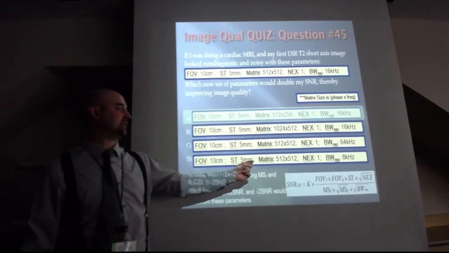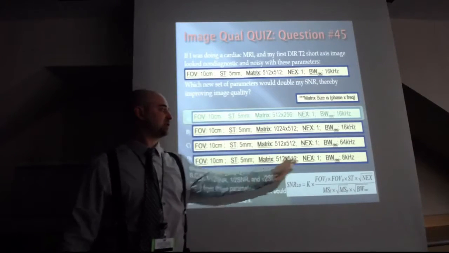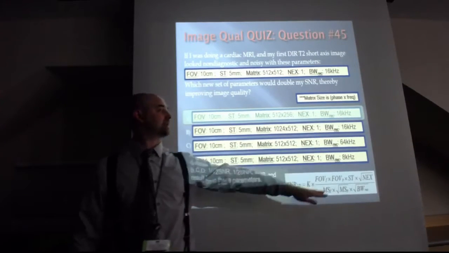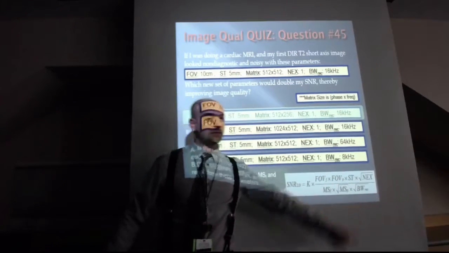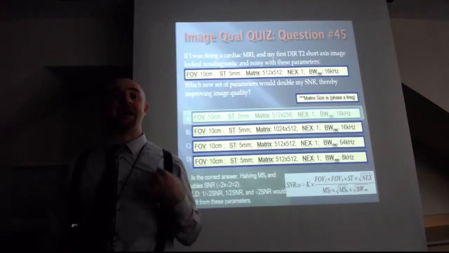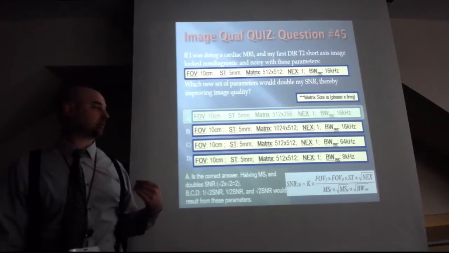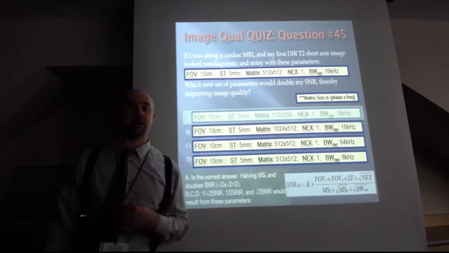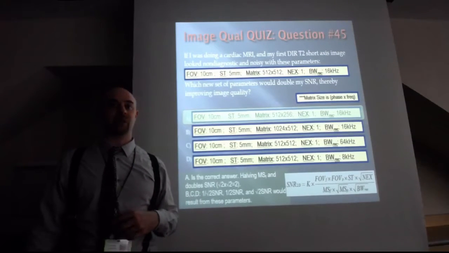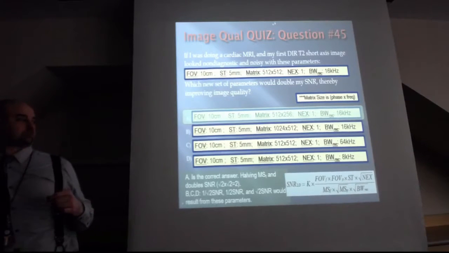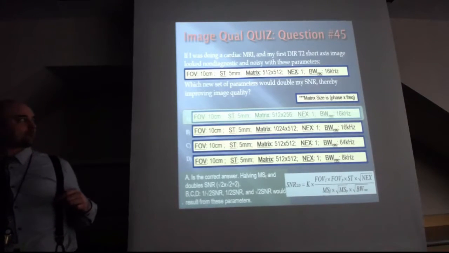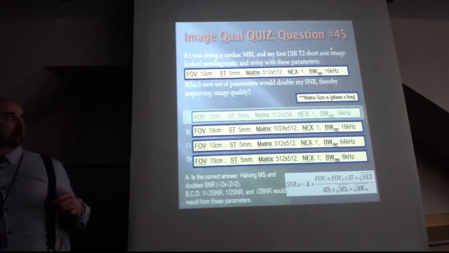Some people chose D, where the matrix size is unchanged, but the bandwidth is cut in half. Now remember, if you decrease the receiver bandwidth by half, the SNR is going to change by a factor of radical 2, not 2. So it would have increased by 1.4.